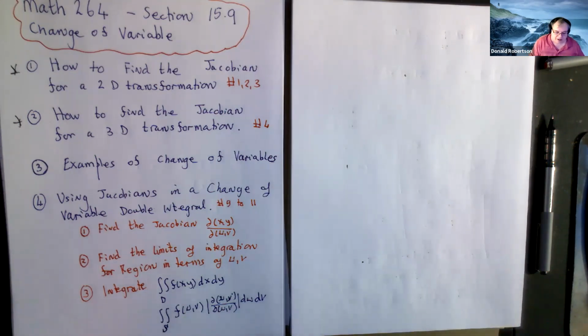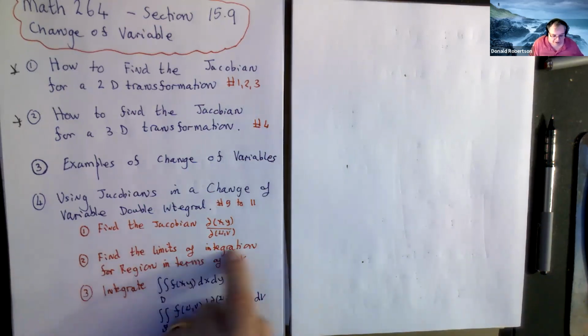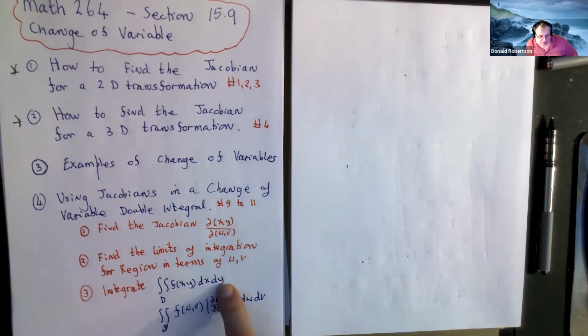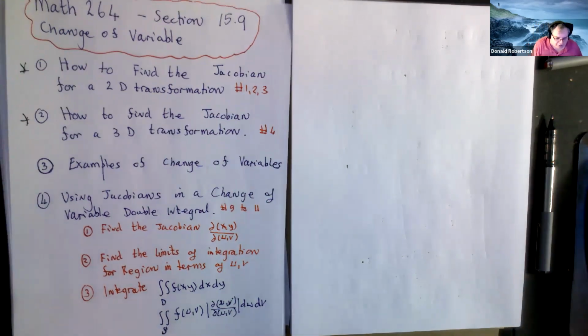You have to turn the limits of integration into things using u and v, and that's a new skill. And that's not always going to be very clean. And that's probably where you're going to have the biggest issue. And then lastly, once you've done all that, you can take the double integral that was horrible, convert it into this double integral.